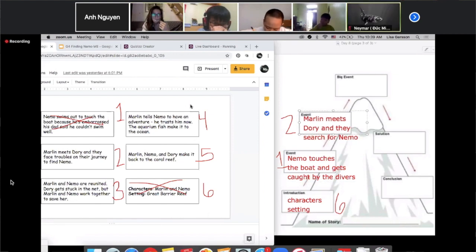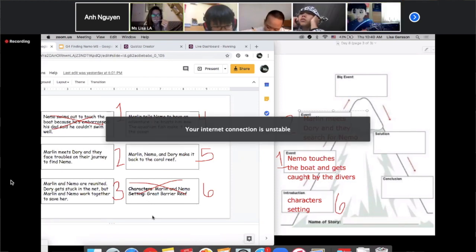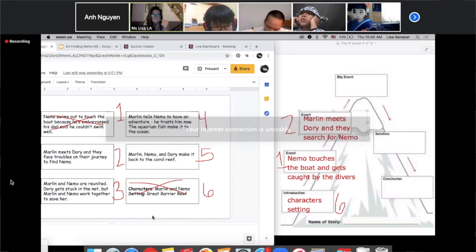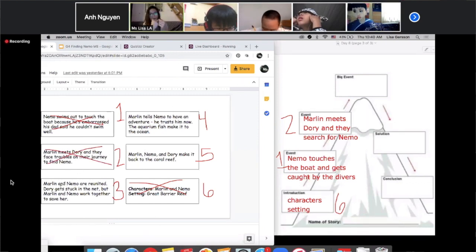So then let's talk about our climax, our big event. What is the climax of this story? Are you there? Yes, so what's our climax? What's the big event of our story? I cannot hear you. The climax of the story. What is our big event of Finding Nemo?